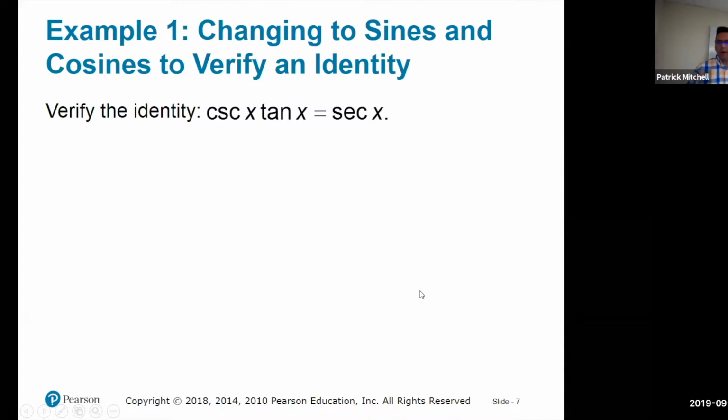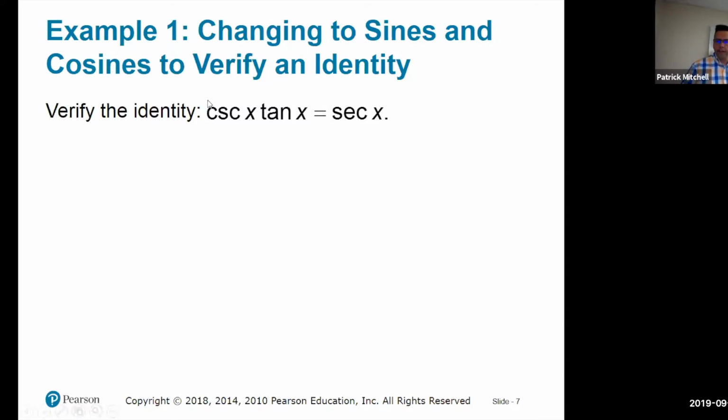Here we go. So we want to verify the identity cosecant x times tangent x equals secant x. The more complicated side is definitely the left side, so I am going to start with the left side. And they're kind of giving away the strategy right in the title here: changing to sines and cosines. That is often a good strategy when you have tangents, cotangents, secants, cosecants involved. Try just turning everything into sine and cosine using the reciprocal identities and the quotient identities and see what happens.